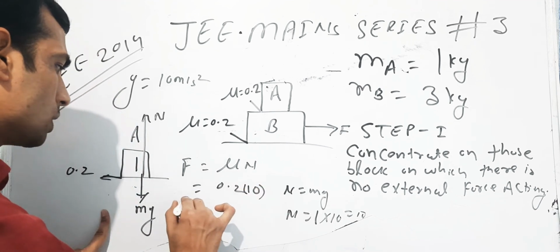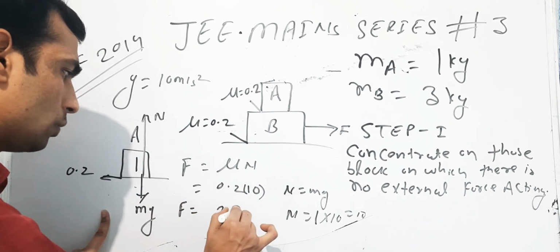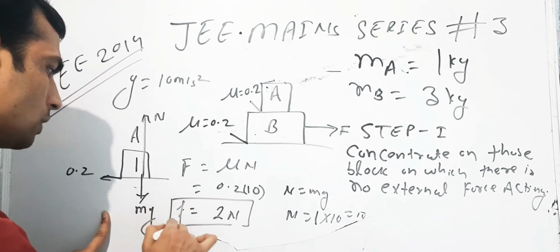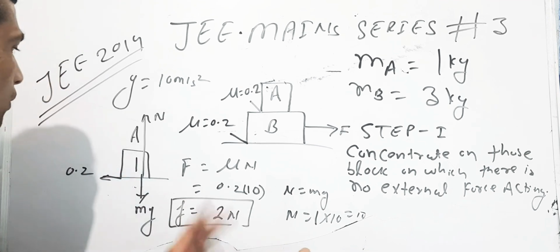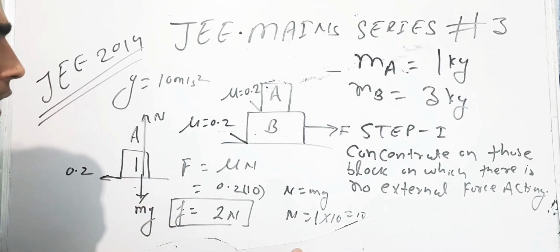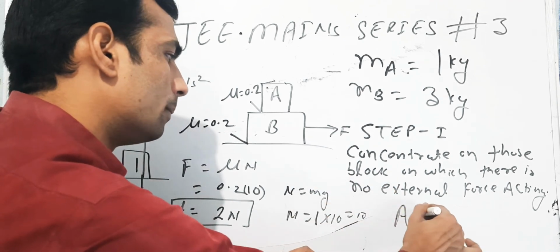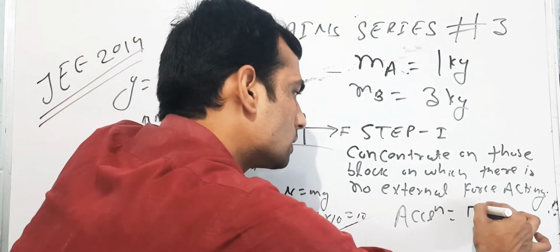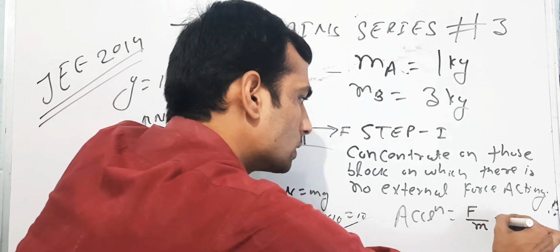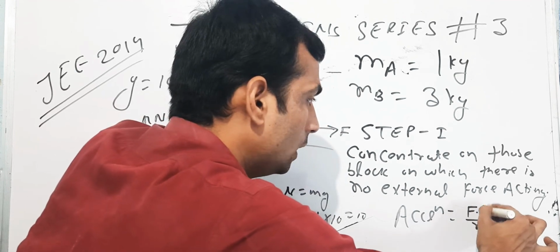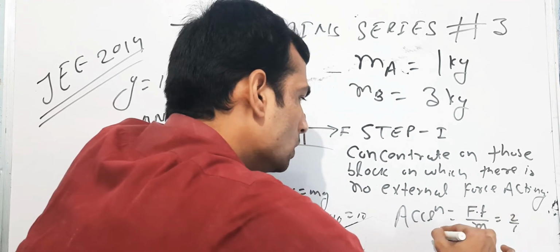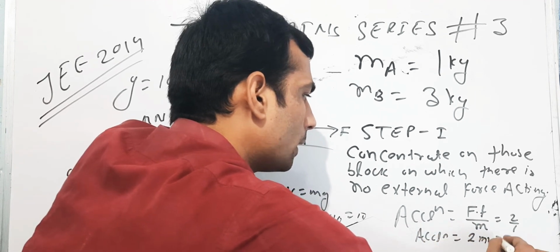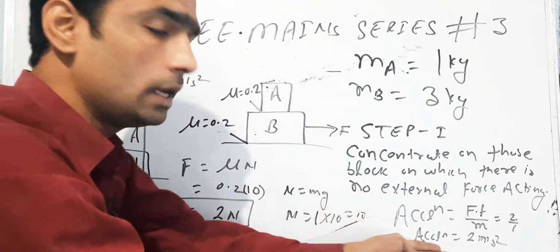So the friction force is basically 2 Newton. This is the friction force F, which equals 2 Newton. Fine. So you can find the acceleration of block A. What is the acceleration of block A? Acceleration is force upon mass, and the force is the friction force, so 2 upon 1. So the acceleration is basically 2 meter per second square, right?